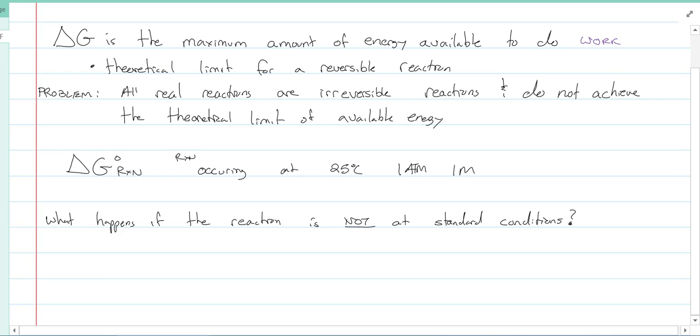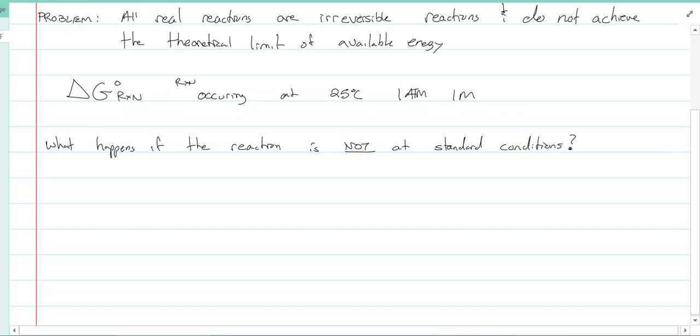For example, standard conditions are 25 degrees Celsius, but any reaction in the human body is at 37 degrees Celsius. So 25 versus 37, that's a big temperature difference. And so we need to know new values. So we can't just use standard conditions. So let's do an example. Again, we'll start with a simple example.